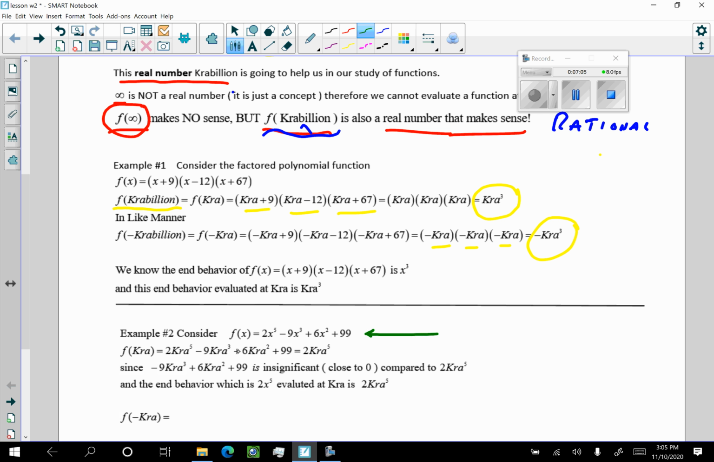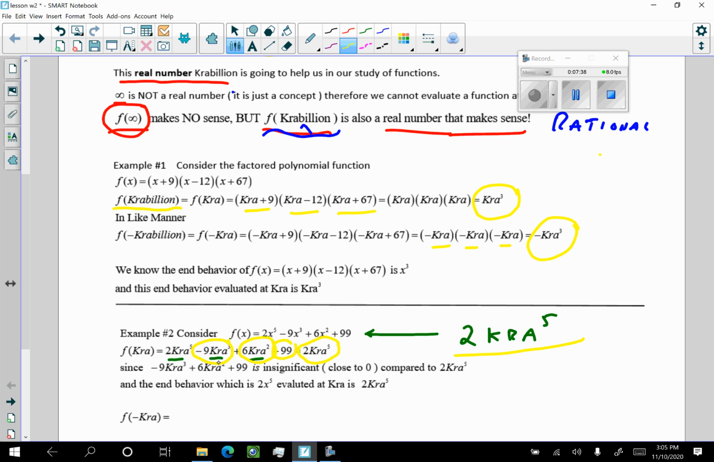F of kerbillion, wherever I see x, I'm going to put kerbillion in. 2 kerbillion to the fifth, minus 9 kerbillion cubed, plus 6 kerbillion squared, plus, guess what that is? Well, compared to 2 kerbillion to the fifth power, all of these other terms are insignificant. They're so small compared to that, that f of kerbillion is just this guy right here.